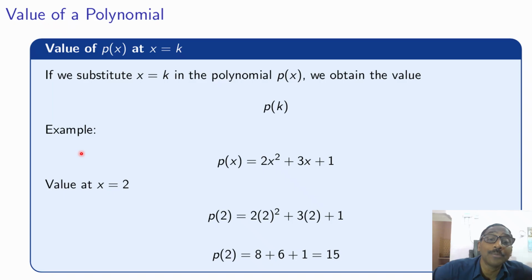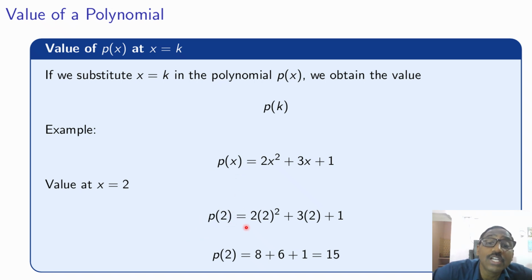Example we are taking. This is the given polynomial, p of x equal to 2x square plus 3x plus 1. So the value at x equal to 2, that is p of 2. In place of x I am taking 2. So I am going to get p of 2. If I take x equal to k, I am getting p of k. If I take x equal to 2, I am getting p of 2.